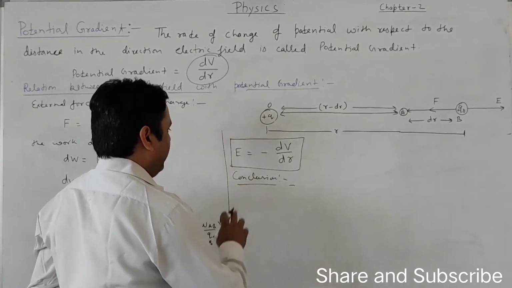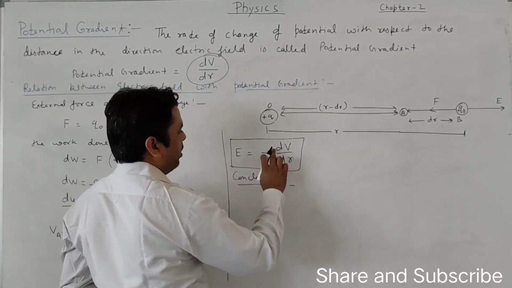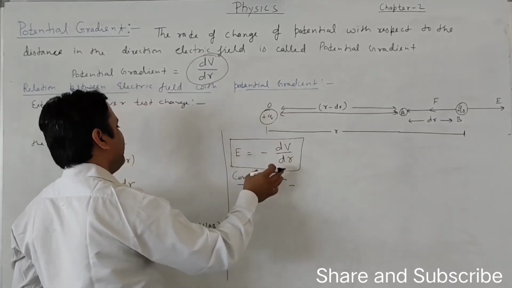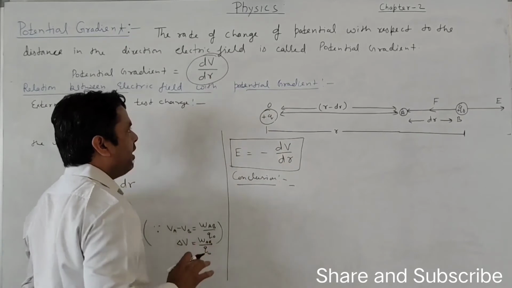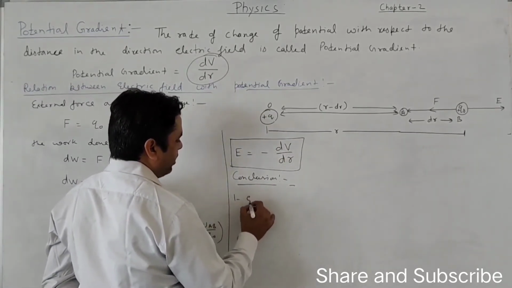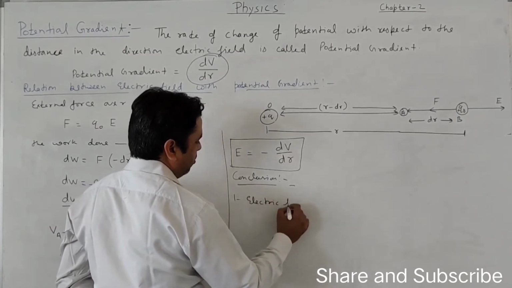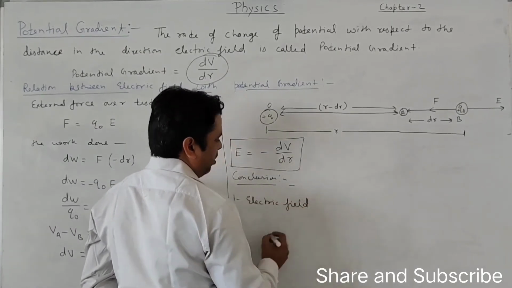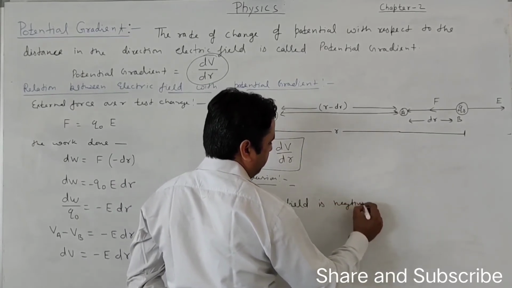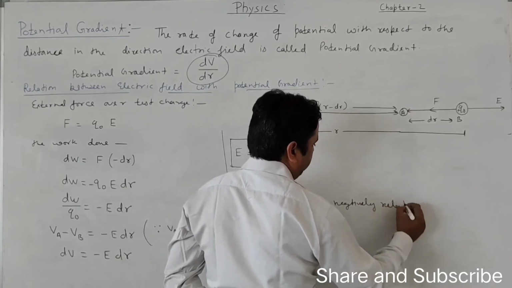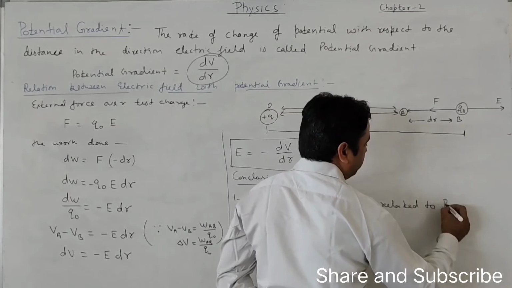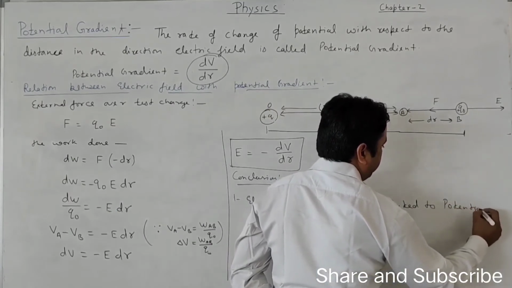See, electric field is related to the potential gradient in terms of a negative sign. The first relation is that the electric field is negatively related to potential gradient. Potential gradient, what does it mean?